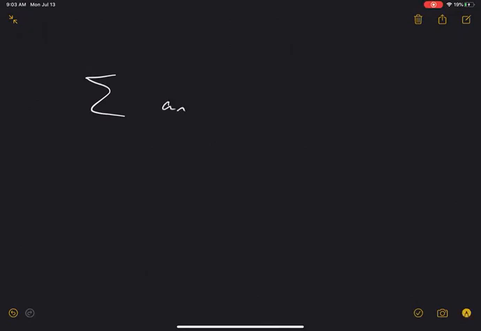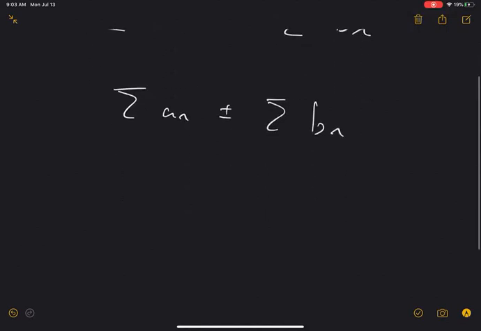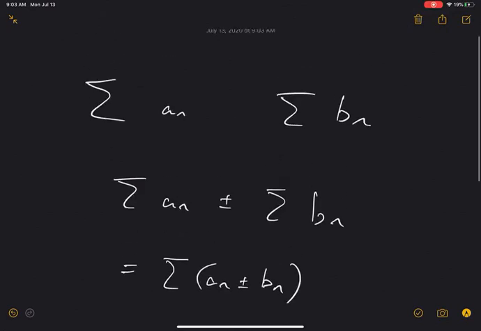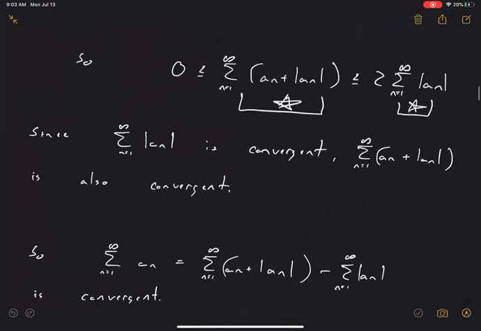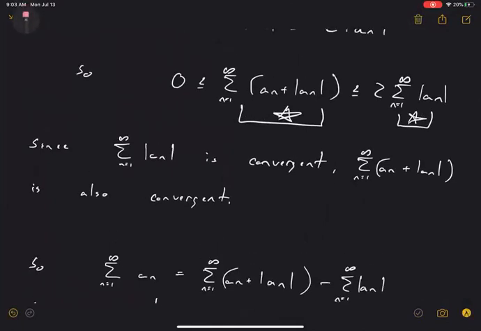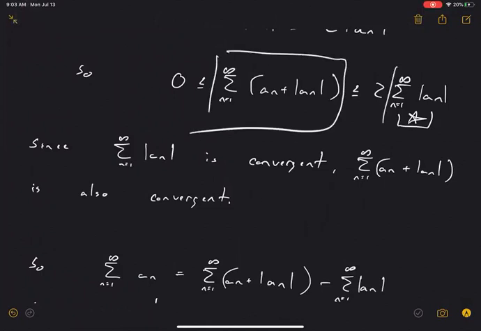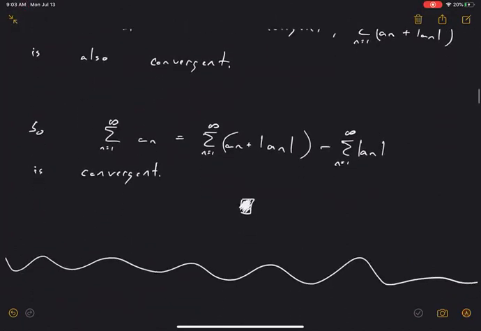So remember that when we have two convergent series, a sub n and b sub n, then we can add them or subtract them, like this, okay? So remember that. Okay, so what have we done? We've shown that this thing is convergent, and we know this thing is convergent, right? So now let's just subtract one from the other, okay?